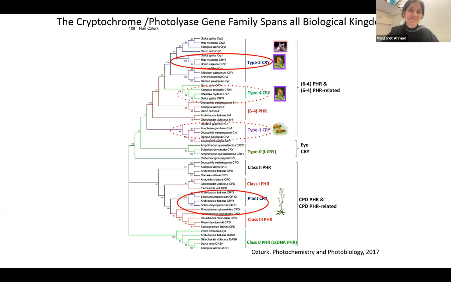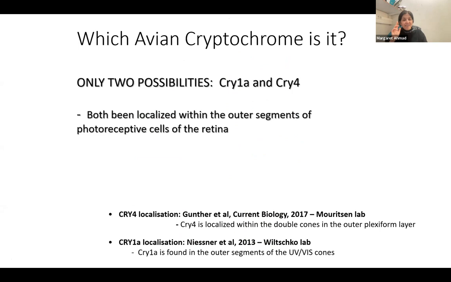The reason for this reflection is that this is all based on localization. In the bird's eye, there are really only 2 possibilities. There's only cry 1A or cry 4, because these are the only cryptochromes which are localized within the outer segments of photoreceptive cells of the retina. They're the only ones positioned to produce a visual signal to the bird. So it was narrowed down to those 2.